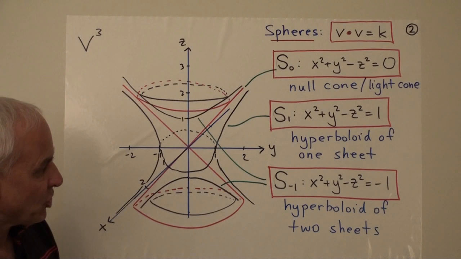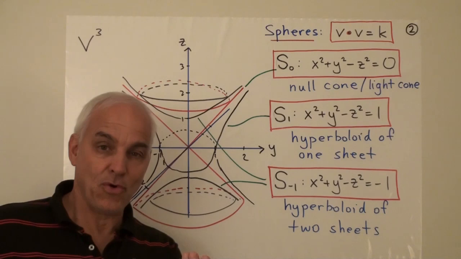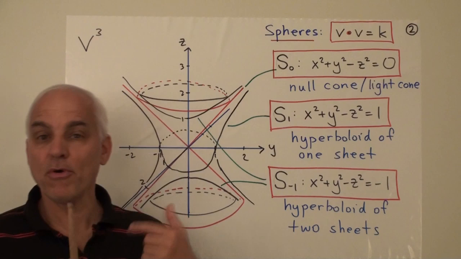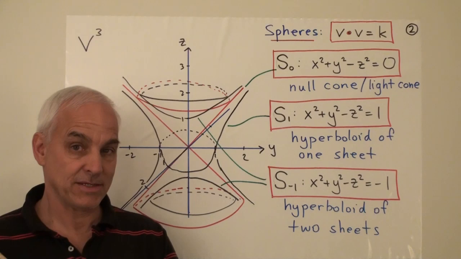Okay, then there are these two interesting analogs of the unit sphere. And in this relativistic setting, just as there were in the two-dimensional case, there are spheres corresponding to k equals 1 and k equals minus 1. In the two-dimensional setting, they were both rectangular hyperbolas, just facing in different directions. Here, they're different. This is a major difference between the three-dimensional case and the two-dimensional case.